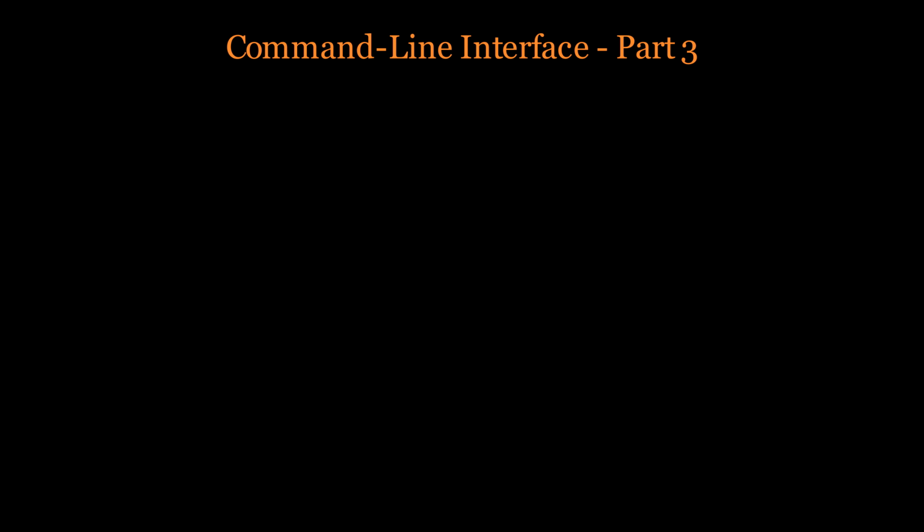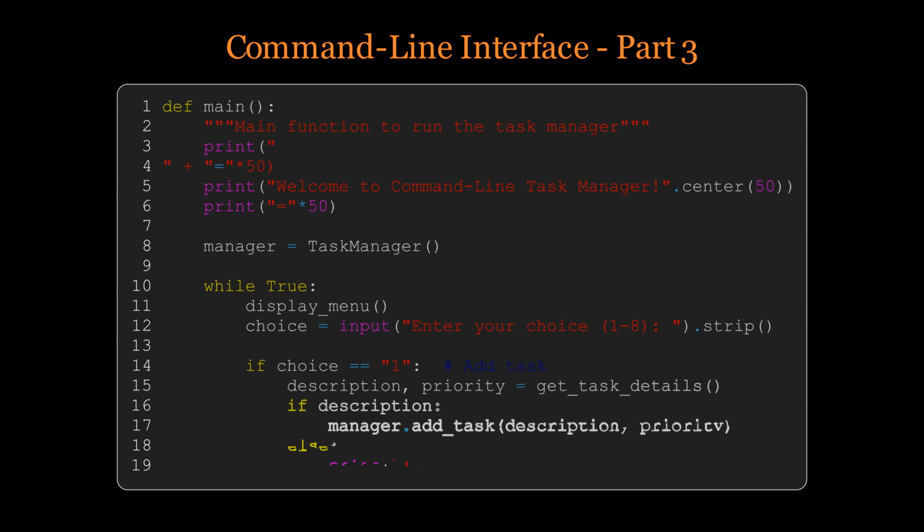It creates the task manager, displays the menu, and processes user choices in an infinite loop until they choose to exit. The main function starts by printing a welcome banner. We create a task manager instance which automatically loads existing tasks from the file. Then we enter a while true loop. This runs forever until we explicitly break out.